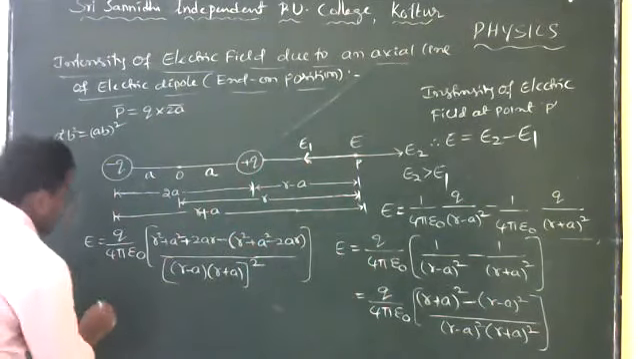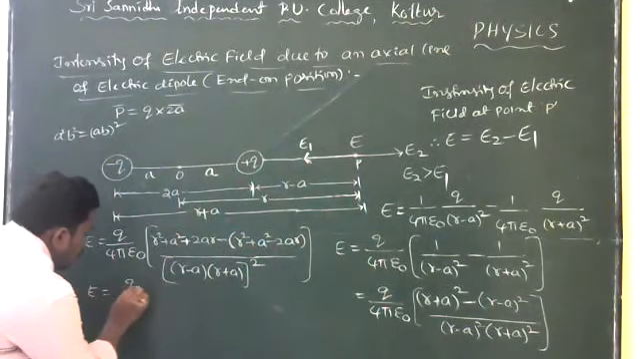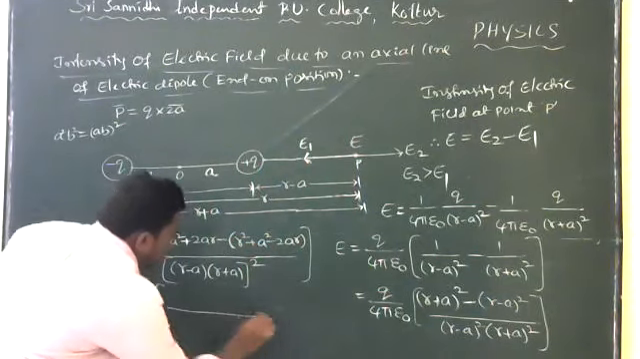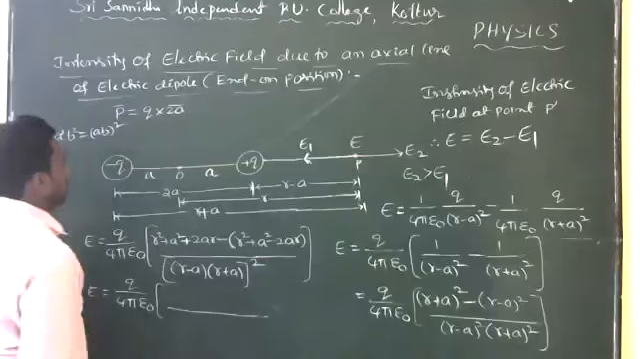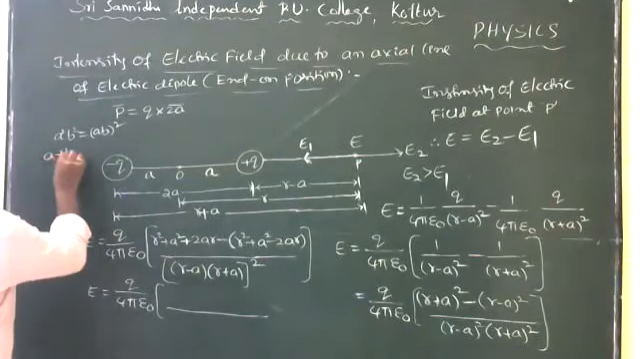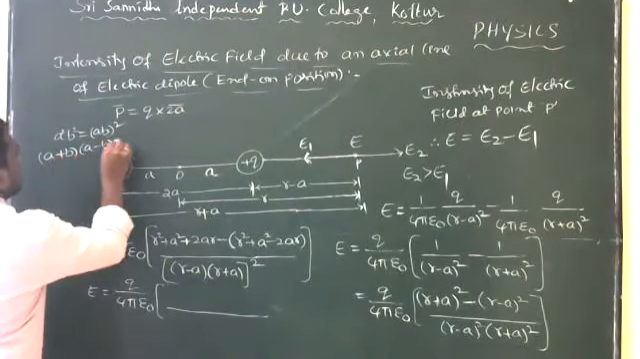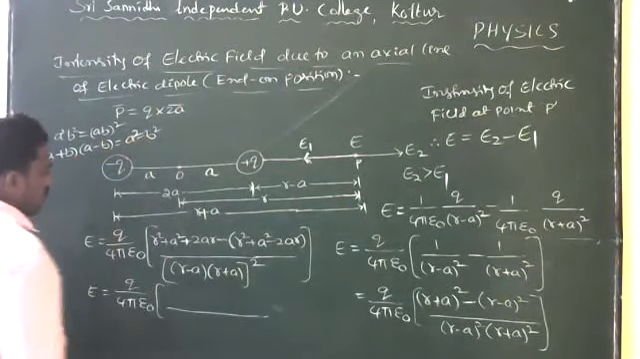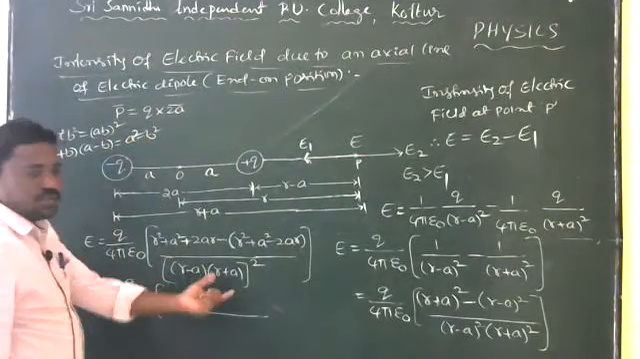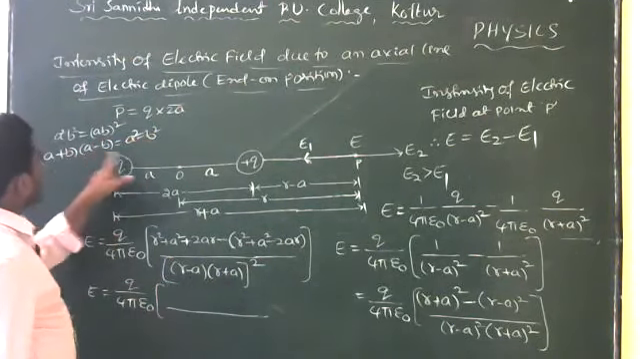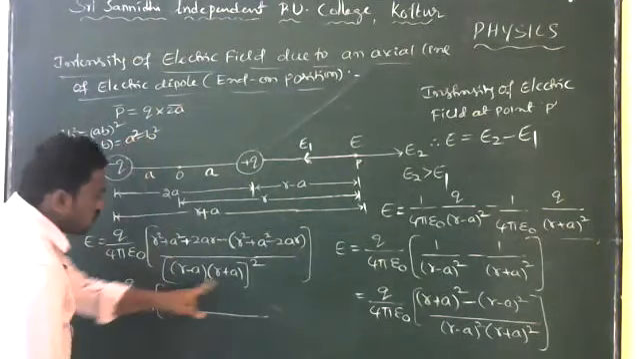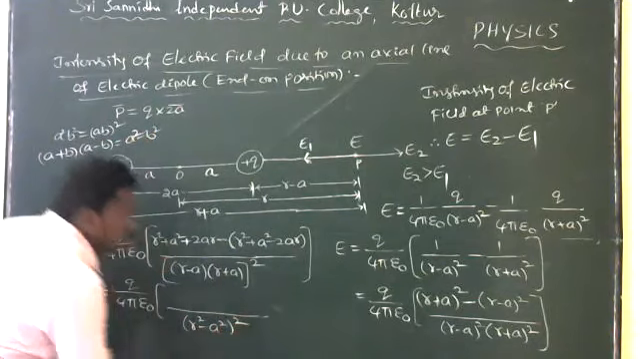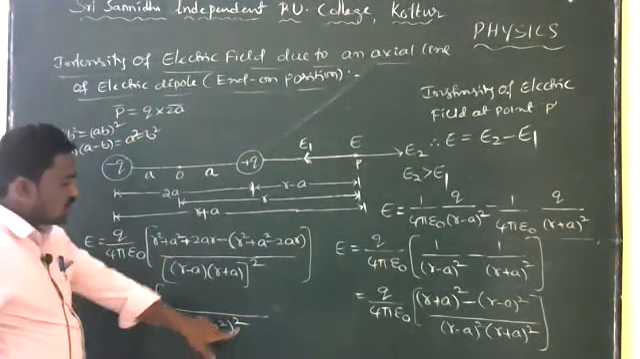Next, E is equal to Q by 4 pi epsilon naught into, here the denominator A plus B into A minus B. We know that A plus B into A minus B can be written as A square minus B square. So in this equation it can be written as R square minus A square whole square.